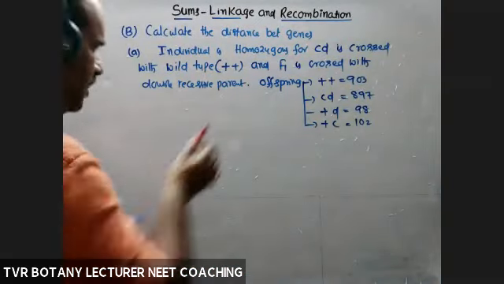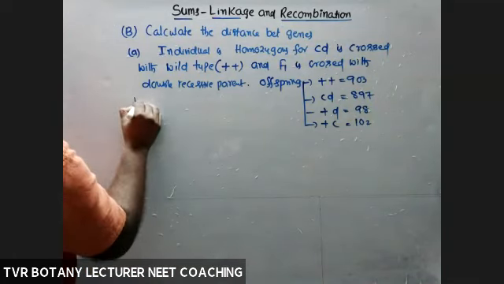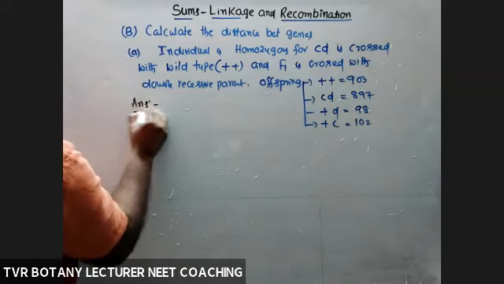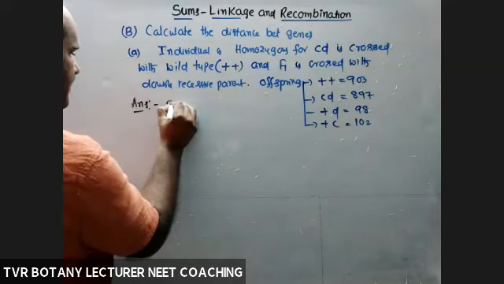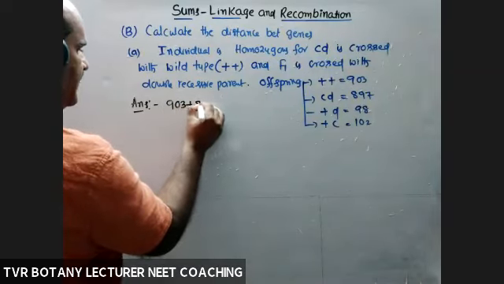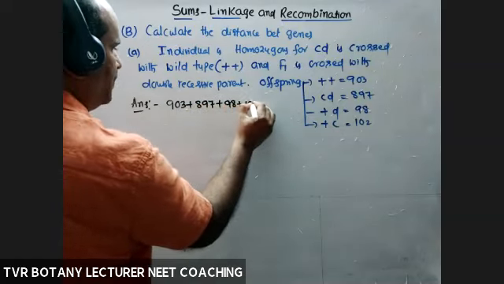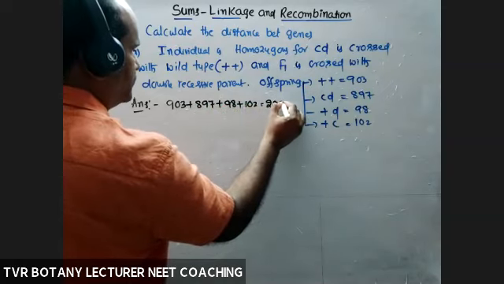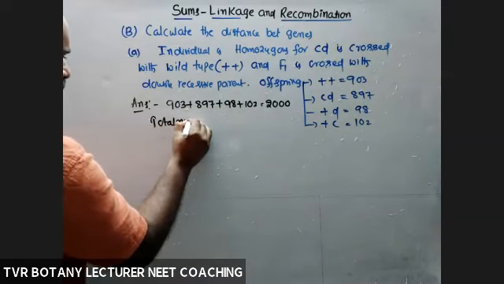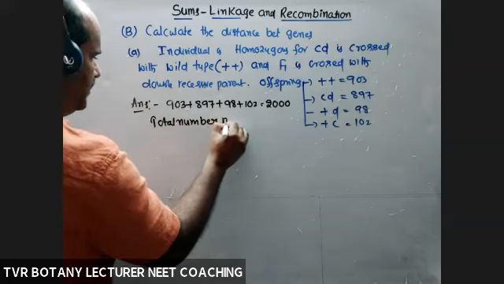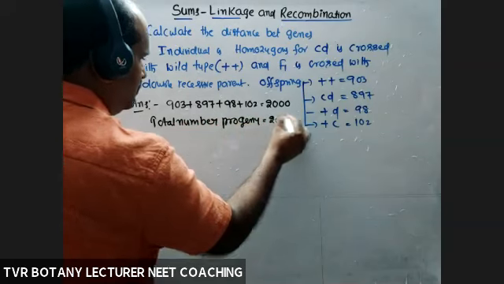Okay, so now how to complete this sum? First, what is the total of all the individuals? 903 plus 897 plus 98 plus 102 is 2000. So total number of progeny is 2000.